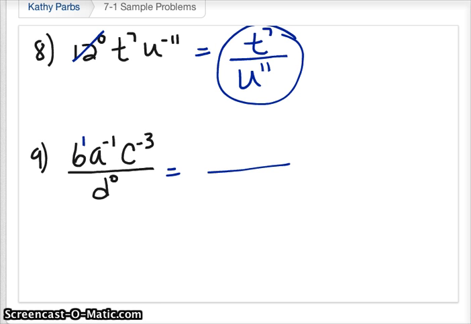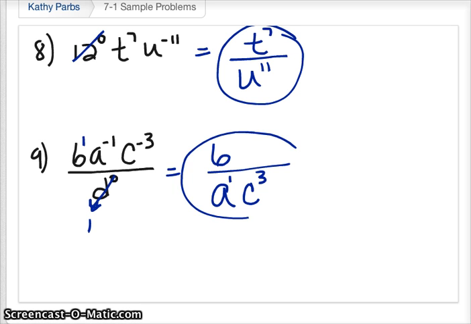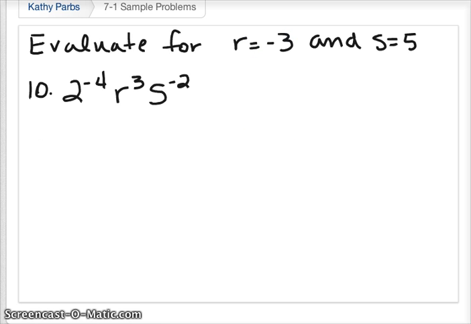This is 6 to the 1st. It will stay in the numerator. A to the negative 1 will move to the denominator. C to the negative 3 will move to the denominator. And D to the 0, remember, is 1, so that's gone. So our answer is 6 divided by A, C to the third.